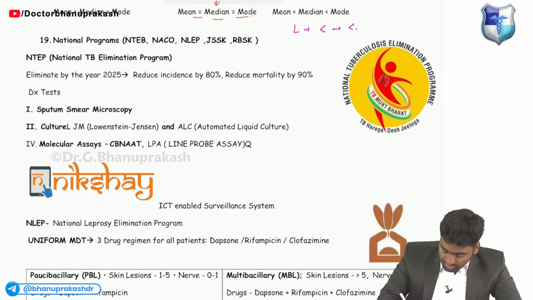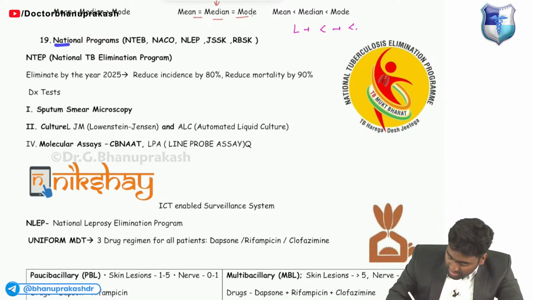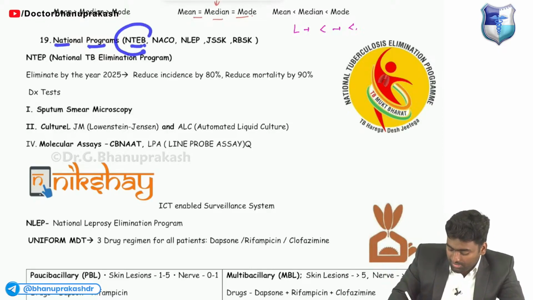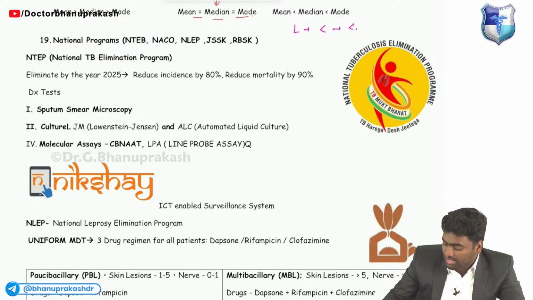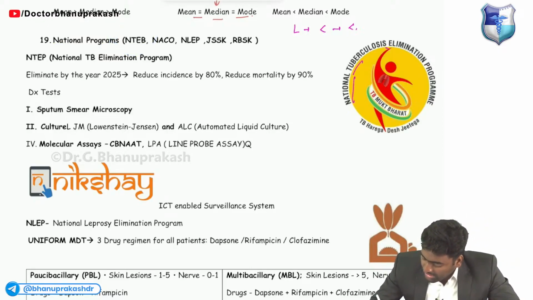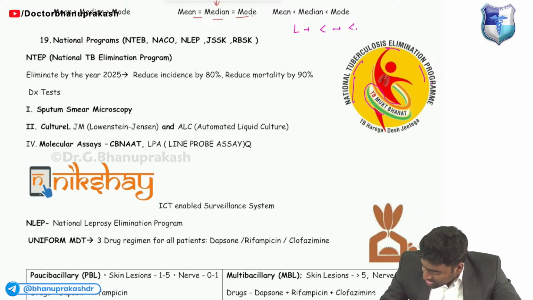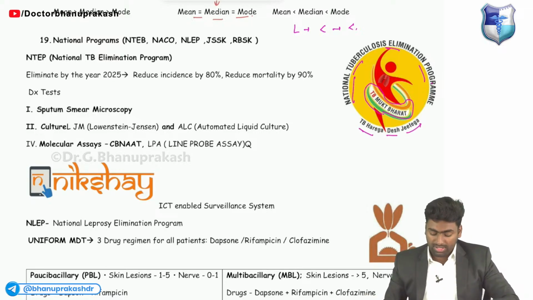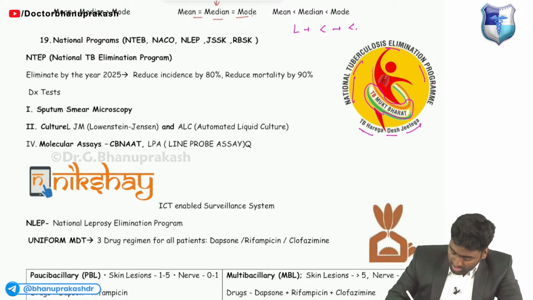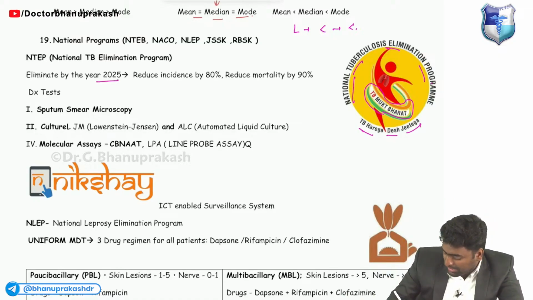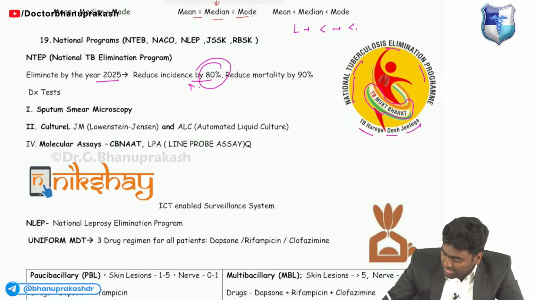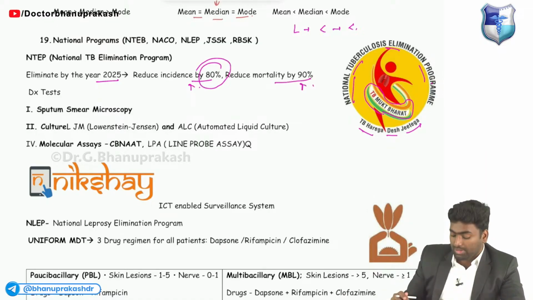Fine. If you see the National TB Elimination Program, we'll see a few programs. One of them is NTEP. This is the National TB Elimination Program. Okay, this is the logo, which is TB Mukt Bharat, TB Harega Desh Jitega. And in this you need to know the aim of this program is reducing the incidence of TB by 80% and reducing the mortality by 90%.